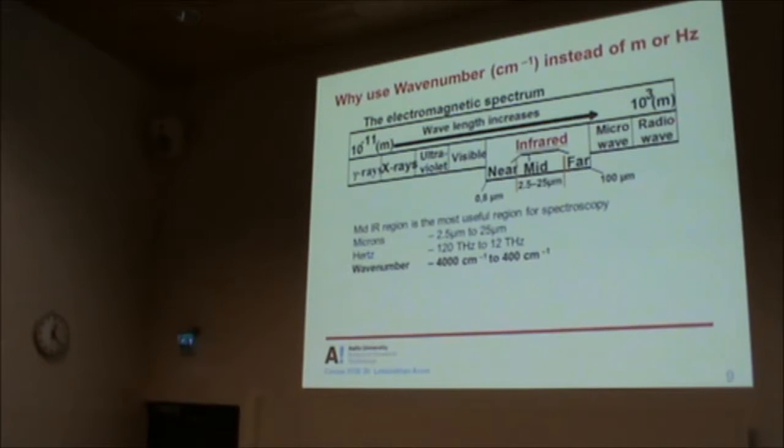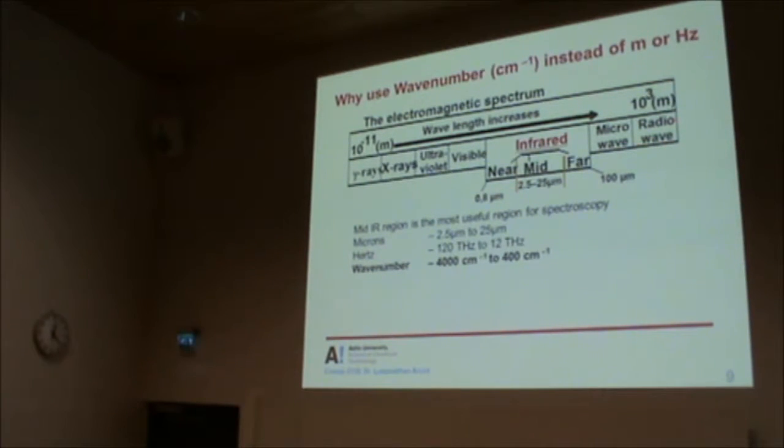Okay, so now you can see that there are only 20 units between these two numbers. So they're going to be too crowded. Now if you go to hertz, then you have 120 to 12 terahertz. So you're going to deal with a huge number, a number that is 12 digits.